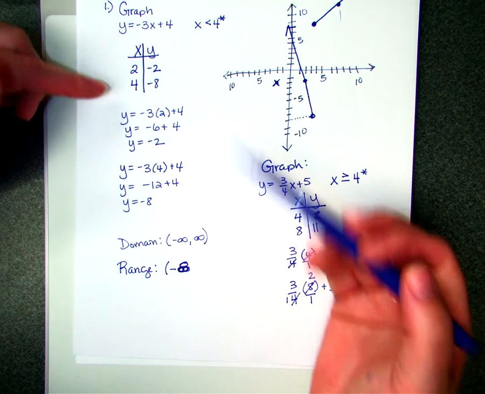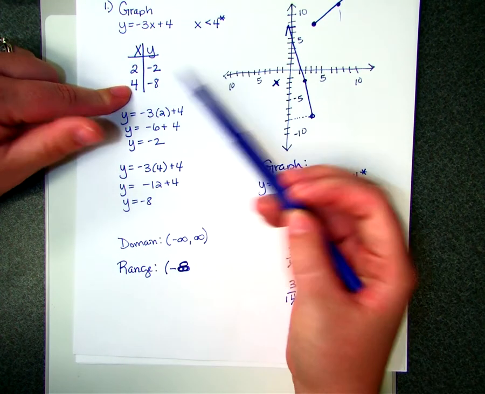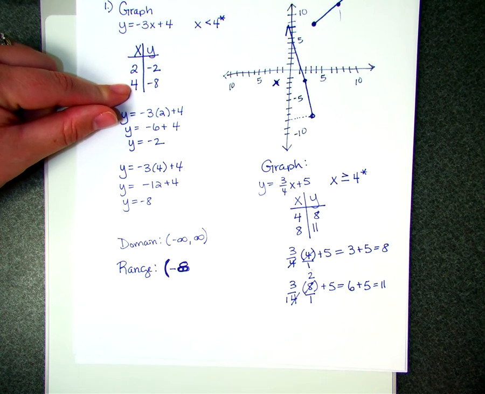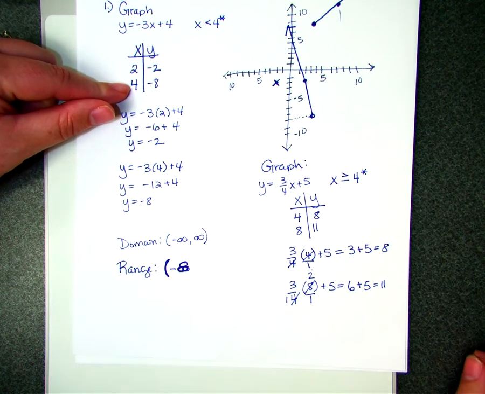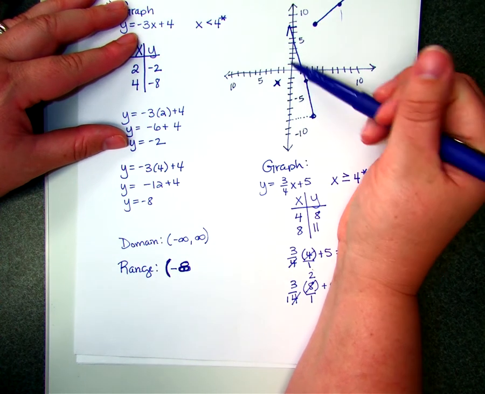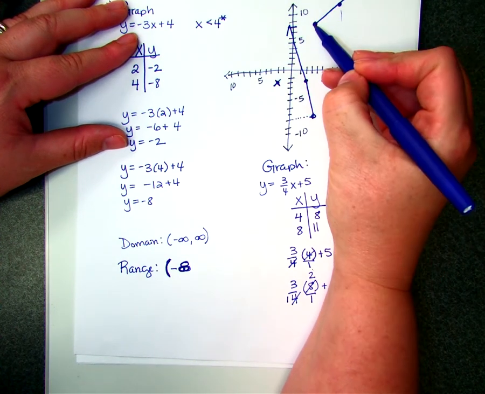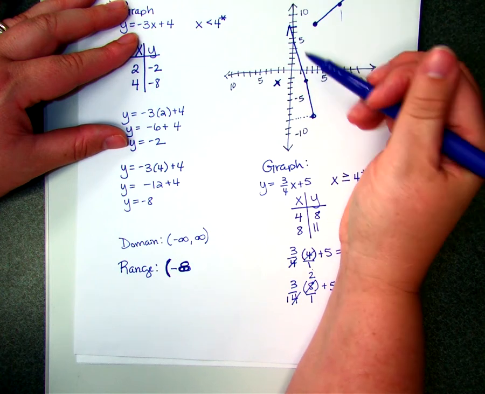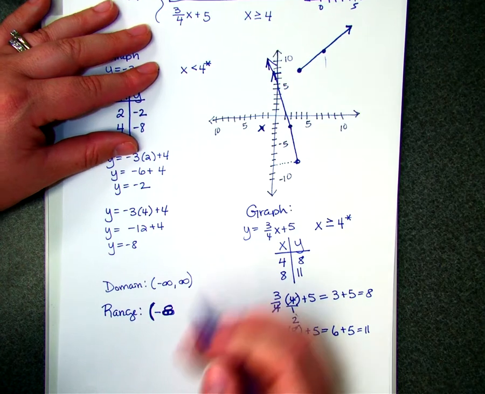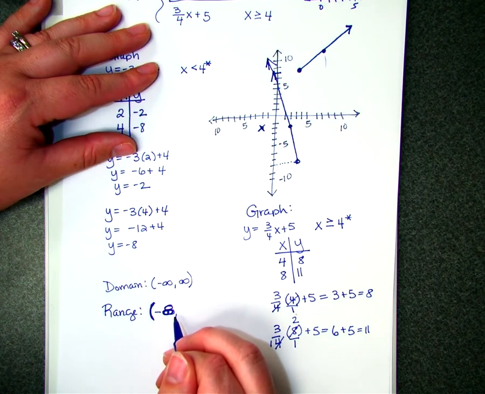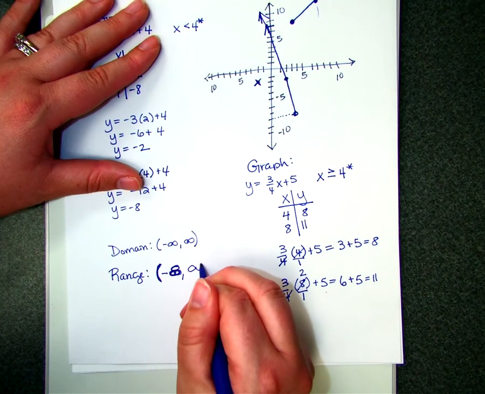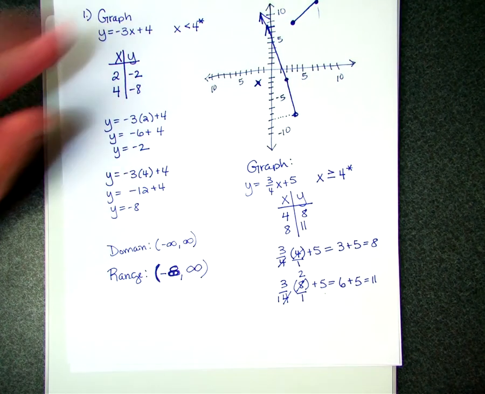We don't actually get to use that value of 4 for this piece of the piecewise function, and that's why we have a parenthesis next to this negative 8, meaning we can get really close to it, but it's not an actual point on our graph. And then we say, how high does this go? Well, our first piece of the piecewise function goes up towards the top. Our second piece of the piecewise function goes up towards the top. Since there are no actual gaps in our y values, the lowest this graph goes is negative 8. And since it continues up the graph, our highest value is positive infinity.